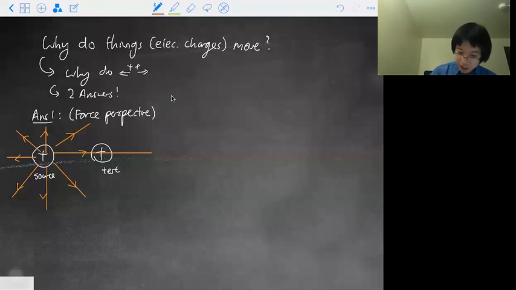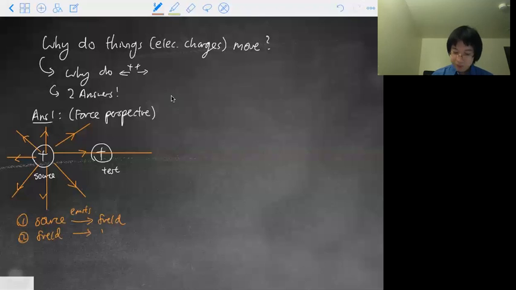Right, so I won't write in full sentences, but just to give you an idea: the source emits a field. Okay, I'm going to drop the word electric, because everything's going to be electric. So the source emits a field, and then the field creates a force on the test charge.